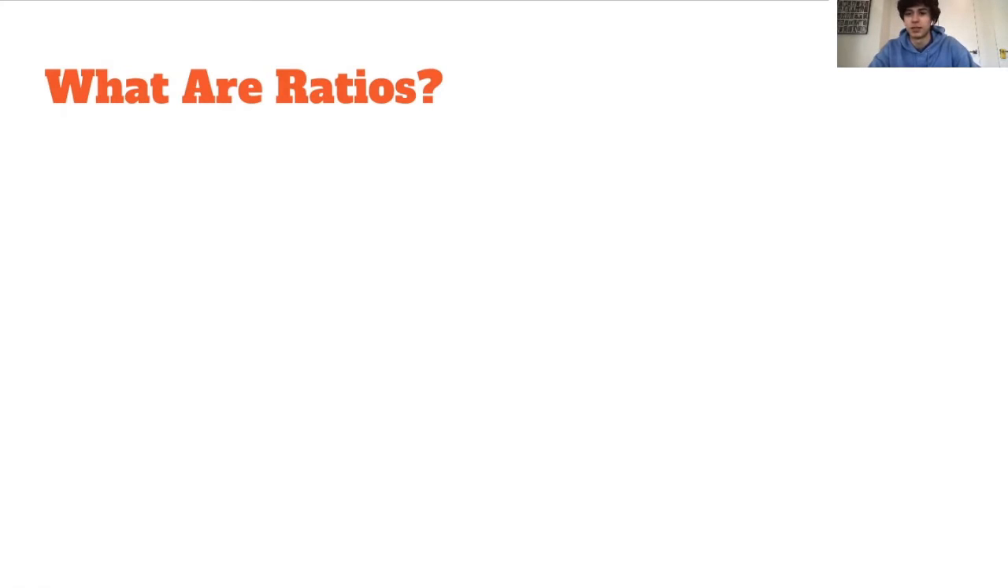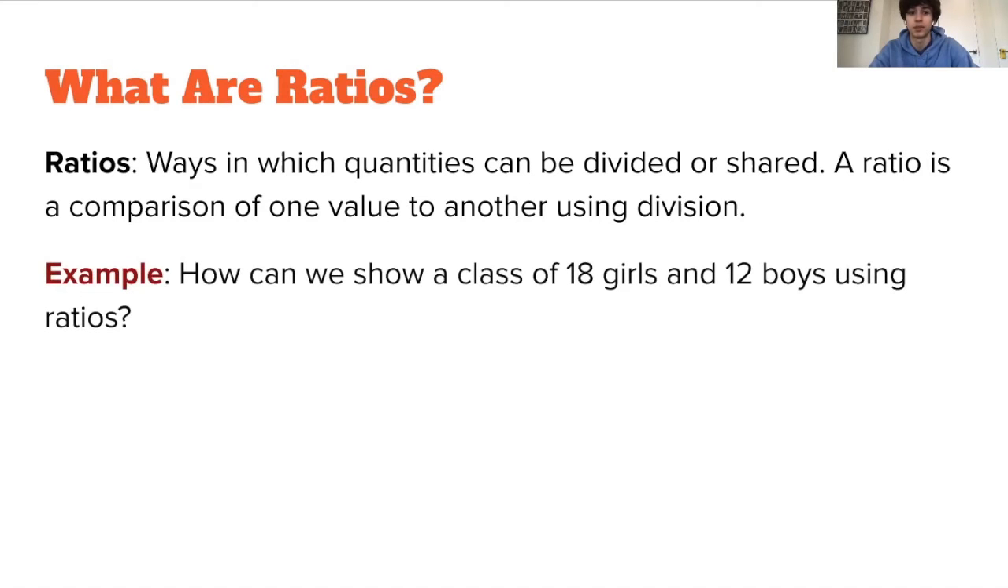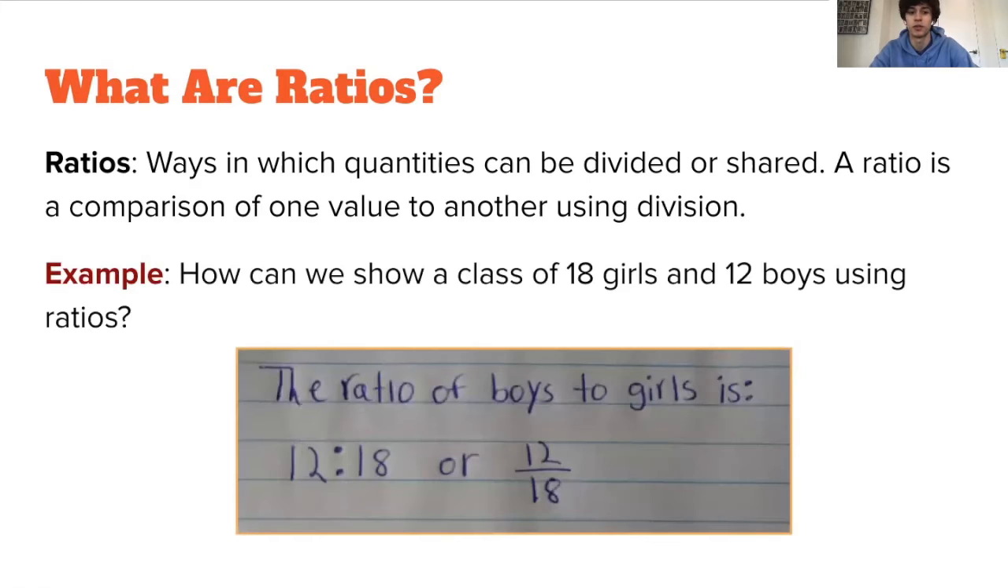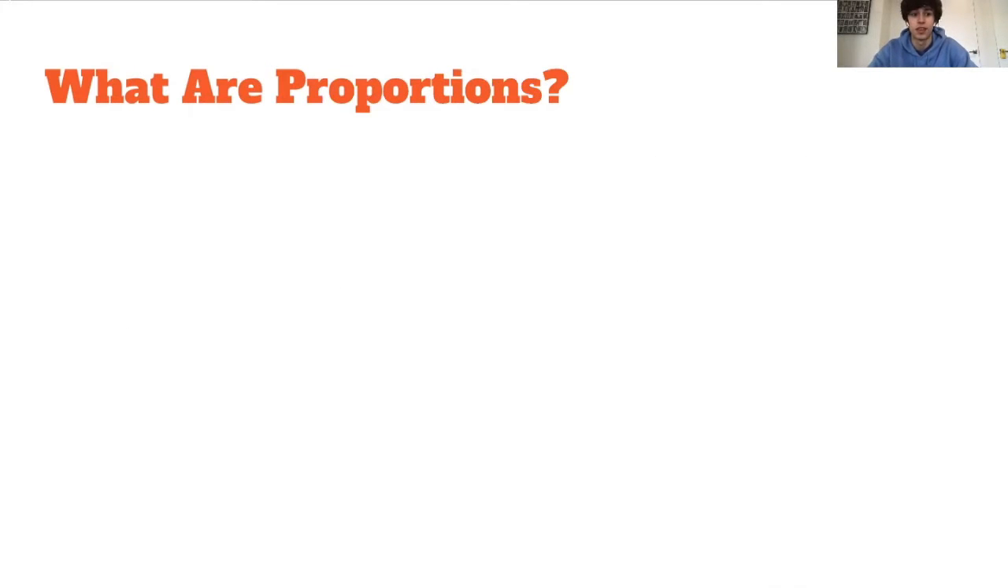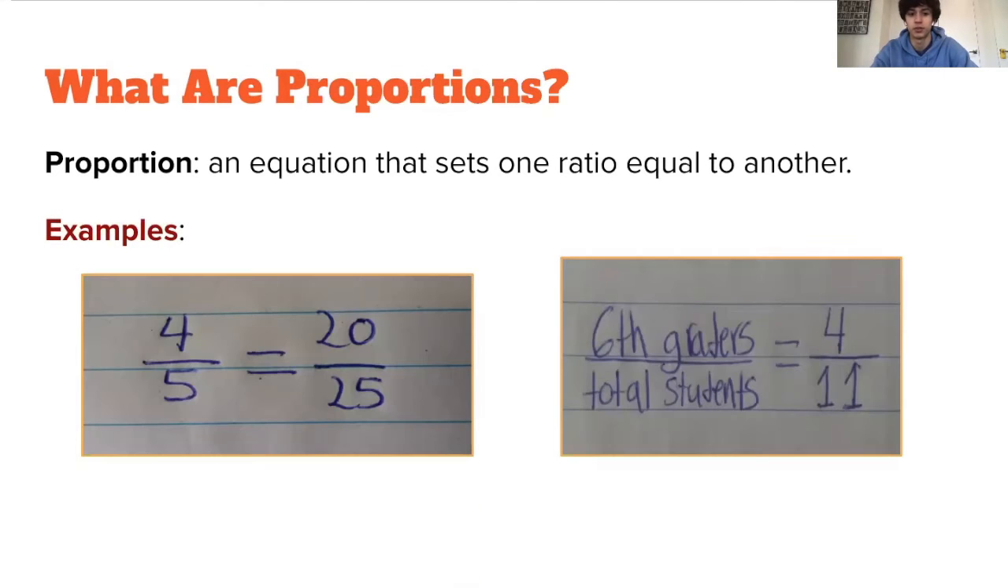So here's some context. What are ratios? Ratios are ways in which quantities can be divided or shared. A ratio is a comparison of one value to another using division. For example, a class has 18 girls and 12 boys. The ratio of boys to girls is 12 to 18, also written as a fraction 12 over 18. What are proportions? A proportion is an equation that sets one ratio equal to another. Some examples are 4 over 5 equals 20 over 25. Or let's say there are 4 6th graders and 11 students. The ratio of 6th graders over total students would be 4 over 11.